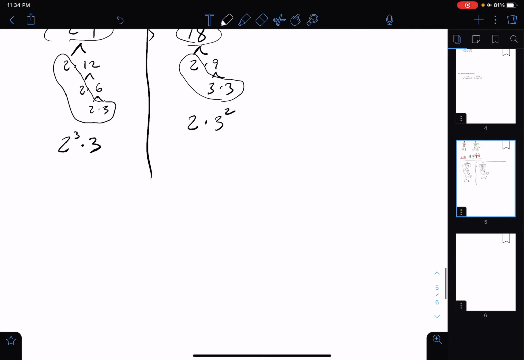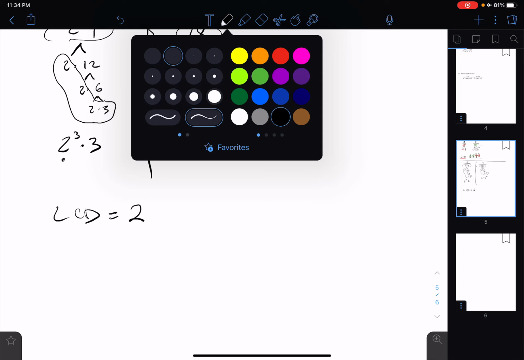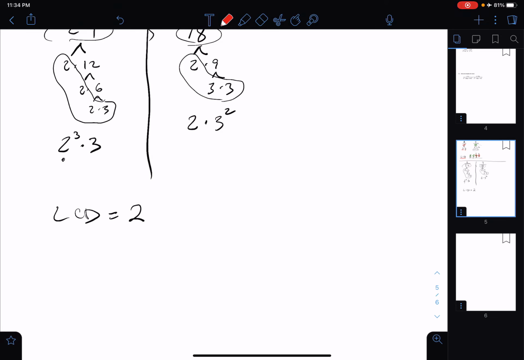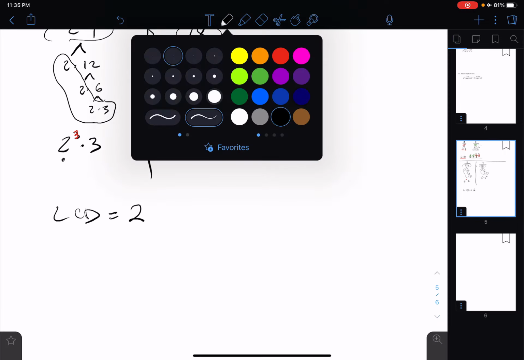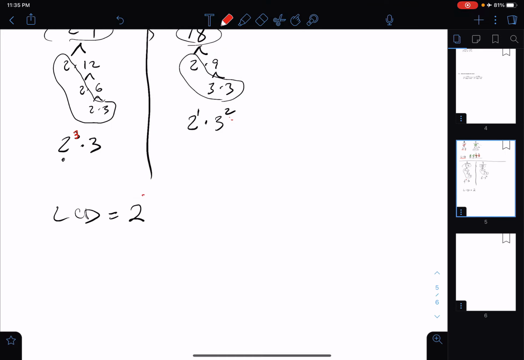So when we're trying to find our LCD, the rule is that each unique base has to be in this LCD. I have to have a base of 2. Now, what power do I pick? You always pick the highest power. Oops, I'm sorry, I'm looking at the wrong base. This 2 is to the 3rd power, and this 2 is just to the 1st power. So I have to take 2 to the 3rd power.